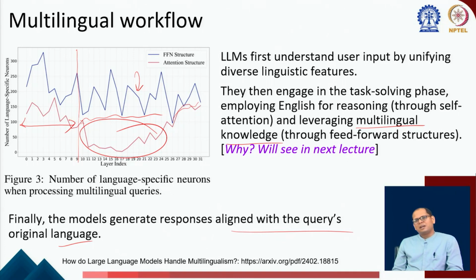There is another hypothesis behind that: can feed forward networks be used for retrieving knowledge? This is what we will see in the next lecture. Again, a continuation of interpretability, we will see how feed forward networks are good for retrieving multilingual knowledge, or in general how they retrieve knowledge from the training.